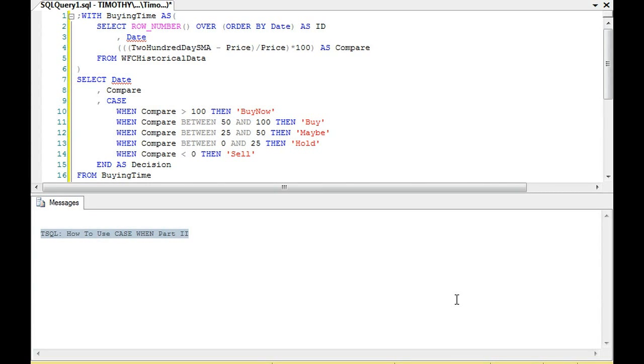Okay, today we're going to use case when for strings. In the previous video, which is how to use case when statements, I discussed how to use case when for numbers, when they're between certain values, as well as if they're equal to certain values. And this time we're going to look at using strings.